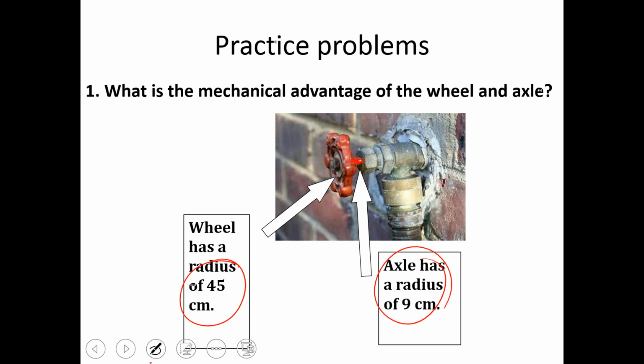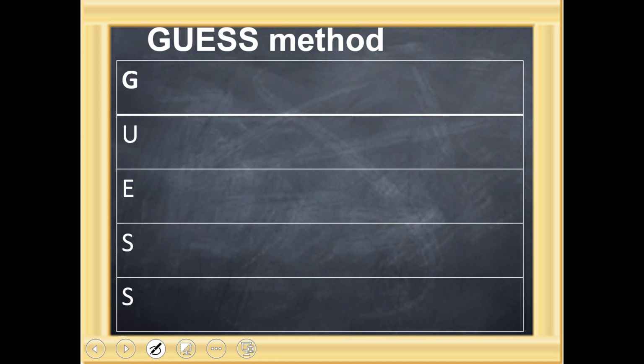So let's put that into a GUESS problem. We said that the radius of the wheel is 45 centimeters, and the radius of the axle is 9 centimeters. That's the given information. The unknown, what we're searching for in this problem, is the mechanical advantage of the wheel and axle. The equation for this particular type of simple machine is radius of the wheel divided by radius of the axle.